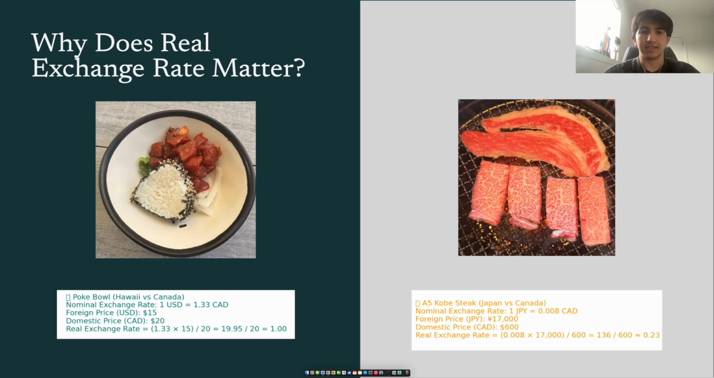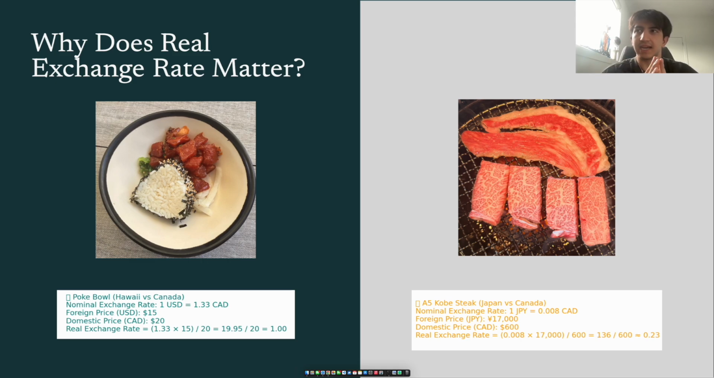So on the left here is a poke bowl, which I recently ate in Hawaii about 1 month ago. This poke bowl was 15 USD in Hawaii, and I found a comparable bowl in Edmonton, which cost about $20. Now multiplying the exchange rate by the foreign price divided by the domestic price, we get a real exchange rate of about 1, which means the Canadian dollar has equal spending power in terms of poke bowls.